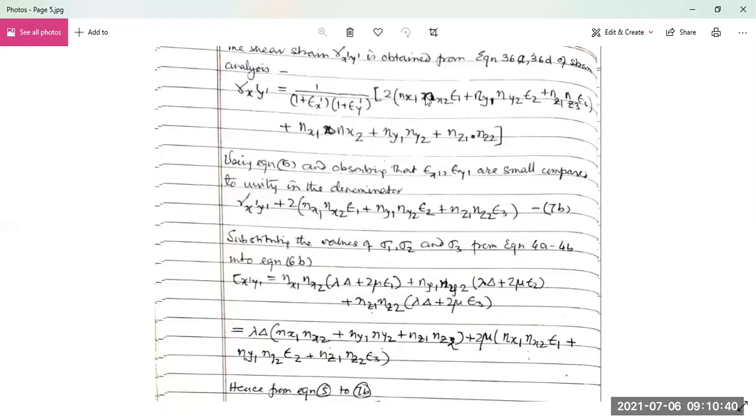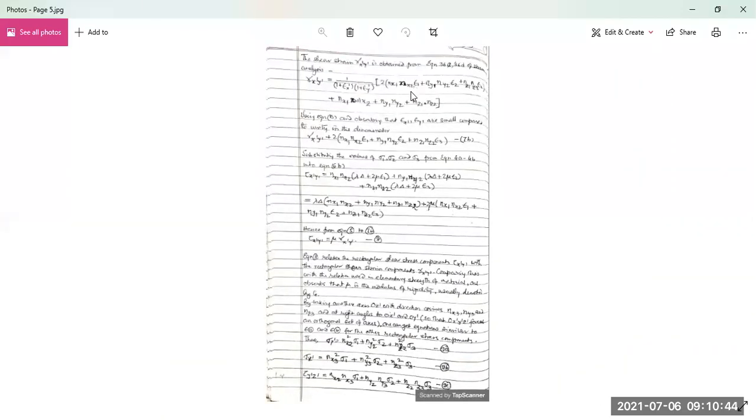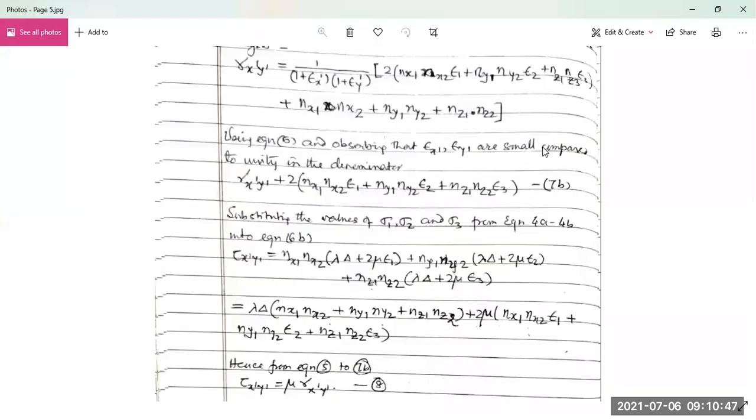Yesterday, we have devised, first, what we have gone through: the relation between the tensile stress as well as tensile strain, and shear stress as well as the shear strain itself.